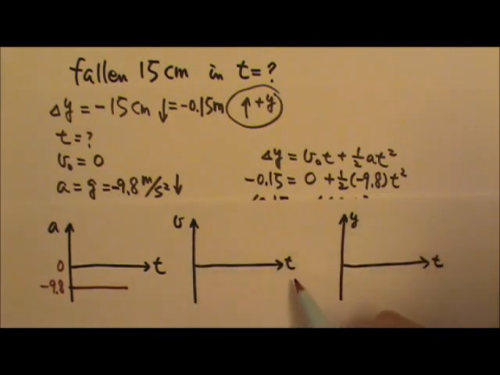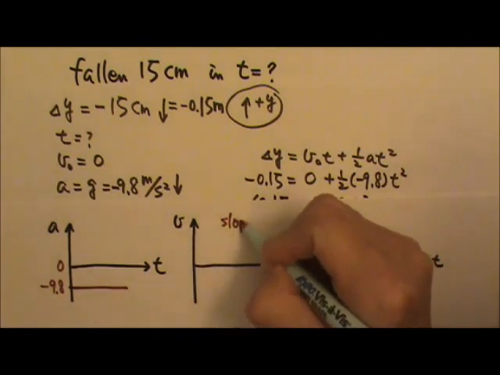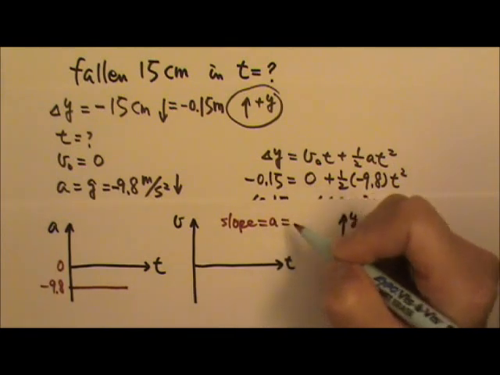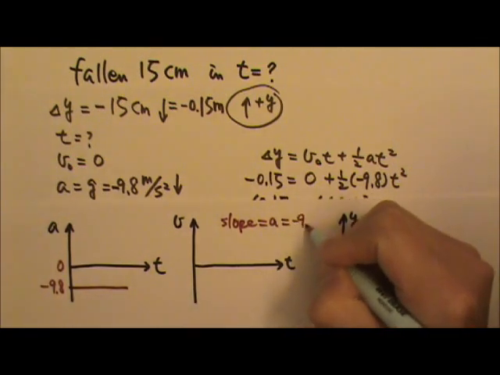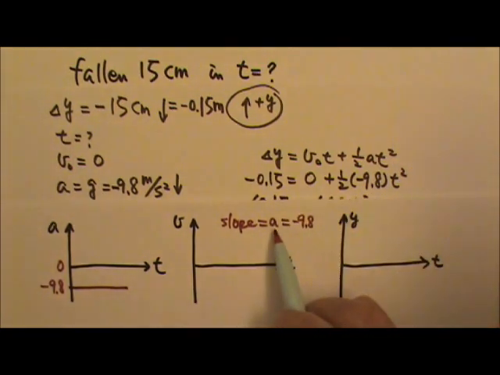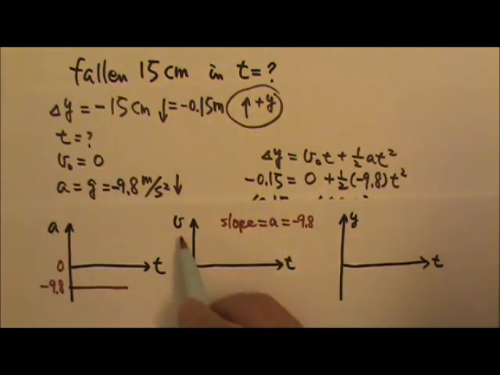For the velocity versus time graph, its slope is the acceleration, which is negative 9.8. So the acceleration, the slope, has to be a constant negative number. The velocity starts from rest, 0. So negative constant slope. That's the velocity versus time graph.